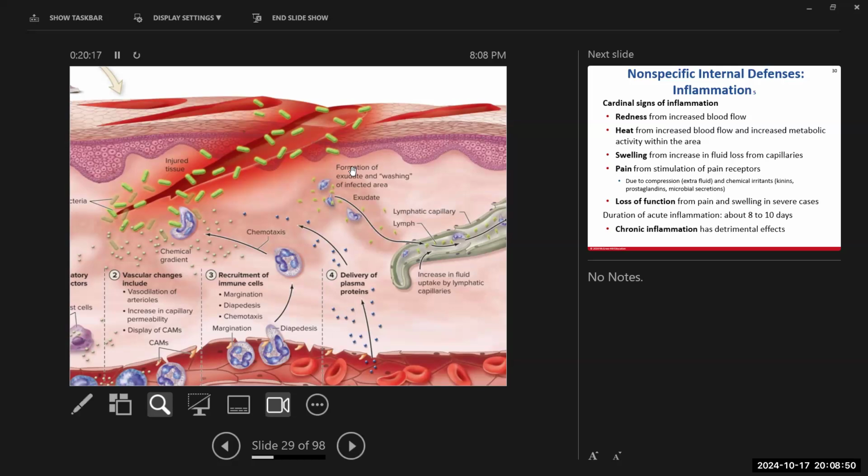But we're trying to wash this area out and decrease the fluid. Ideally, we want to get as much stuff into the lymphatic system as possible so we can expose it to the remaining cells of the immune system in the secondary lymphatic structures. Yeah, go ahead.